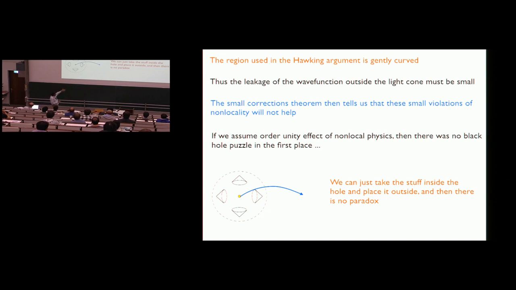But if you assume that you can have non-local physics, then actually there was no information problem in the first place. You could take the information and just put it outside. Right? The information paradox only happens because you assume you can't go outside the light cone. Otherwise, you insert it in the black hole, just pick it up and put it there, and then it can just leave. Okay. So anyway, this is just my take on what locality should mean.